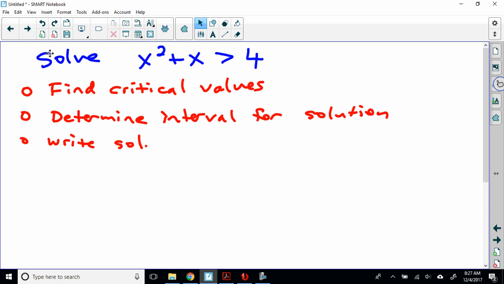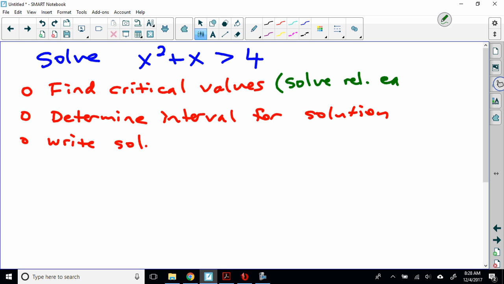You're probably saying to yourself, what the heck is a critical value? Well, a critical value is simply a solution to the related equation. So if you pretend for a minute that this is an equation and you solve it, you'll find your critical values. So rather than working with a quadratic inequality, because that's scary, let's pretend we've got x squared plus x equals 4.